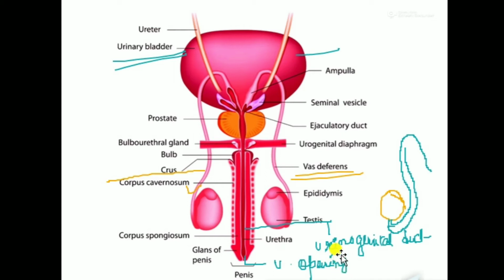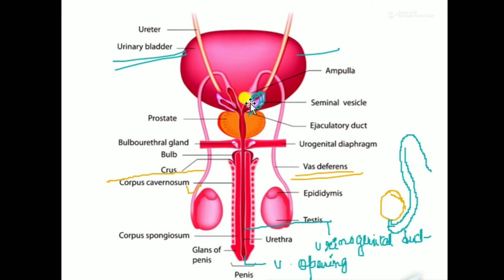opening, okay. Before the vas deferens enters into the urethra, it forms a bulge-like structure. This is the bulge. This bulge-like structure is known as seminal vesicle, okay.